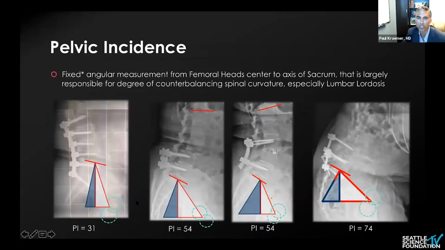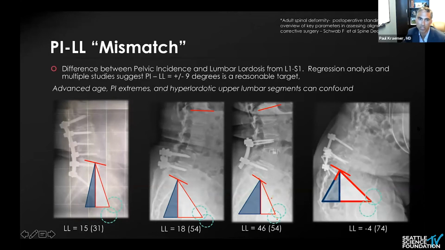So we're just going to step through quickly to look at a couple of different examples. Pelvic incidence. Here's a really low pelvic incidence. Here's a mid-range pelvic incidence in two different situations, and here's a really high pelvic incidence. All right, so you see how the triangles help you understand the size. The two triangles together is what tells you what pelvic incidence is.